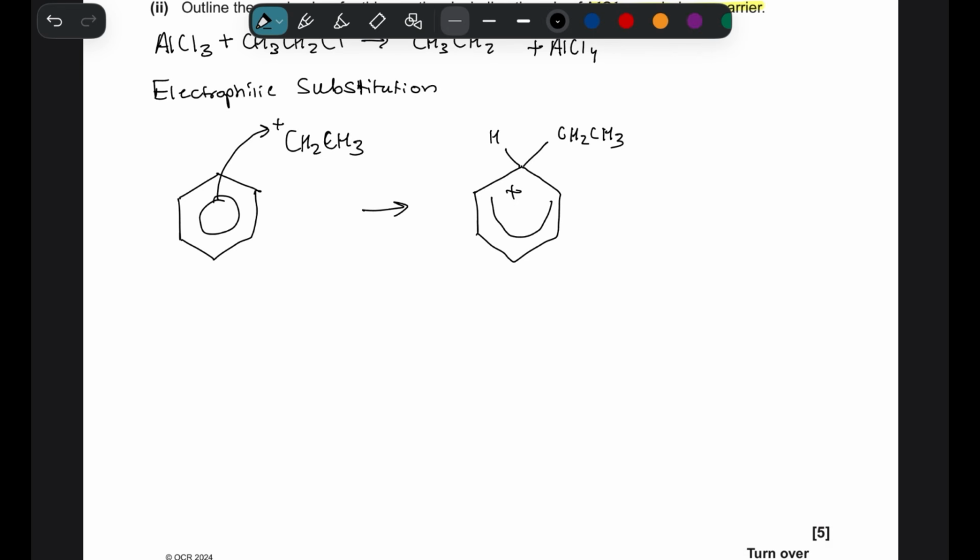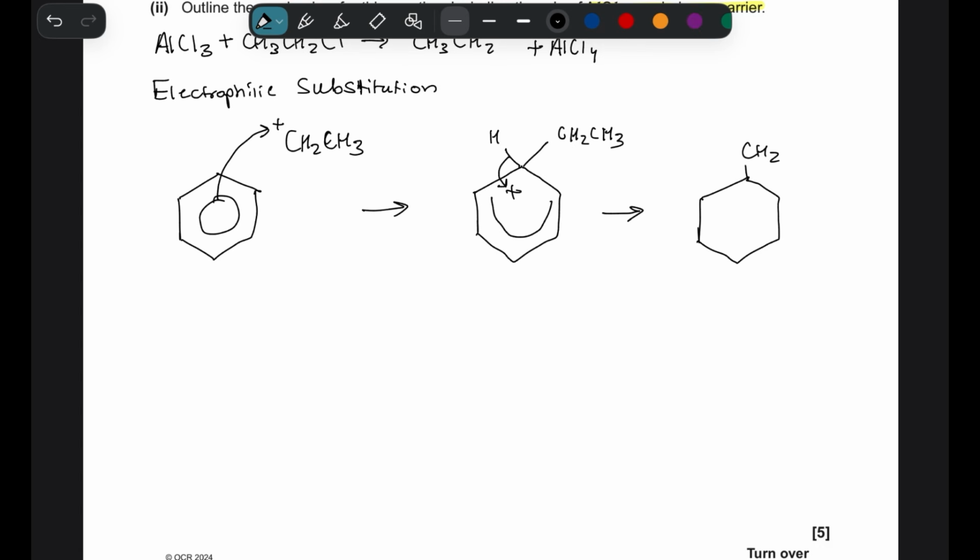Now, what we need to think about is that there's electrons in this one, and the ethyl group kind of bullies it. It's going to bully out the hydrogen, so this bond is going to break, so that the electron in there can now go back to stabilize the ring. So we've had that, and now we're going to draw a final product, which is ethylbenzene.